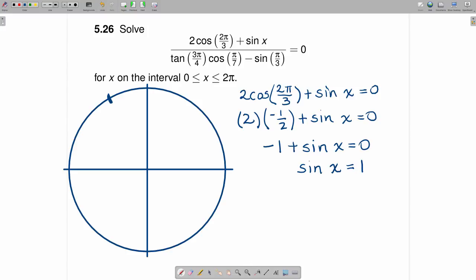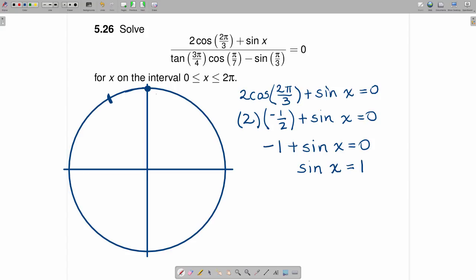Now, we have reduced the problem to saying when is the sine of x equal to 1 for any x value between 0 and 2 pi. Well, think about it. The sine starts out at 0. It climbs up to 1 at just this one spot right here. And then the whole rest of the way, it is going to be less than 1. So this is our only solution right here.